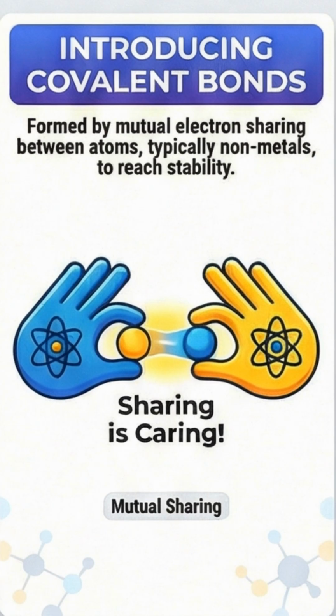A covalent bond forms when two atoms, typically nonmetals, share one or more pairs of electrons. Instead of fully transferring electrons, they compromise by sharing them, allowing each atom to count the shared electrons toward its valence shell and achieve a stable duplet or octet configuration.